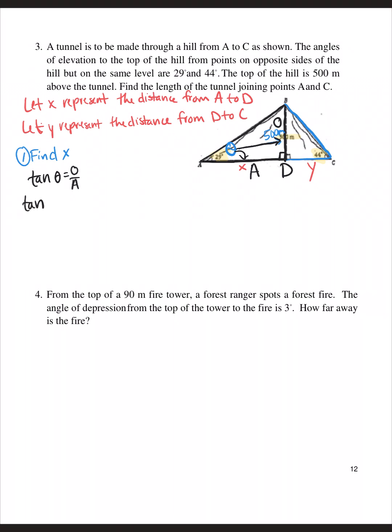So we'll plug in the information we have. Our theta is 29 degrees, our opposite side is 500, and our adjacent side is X. We put that over 1, and we're going to cross multiply to solve. So we'll have x times the tangent of 29 degrees is equal to 500. And then we divide both sides by the tangent of 29. And we should get that x is equal to 902.0239. Okay, so that's finding x. Let's take a look at finding y.